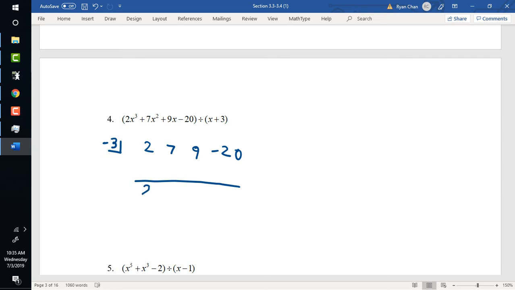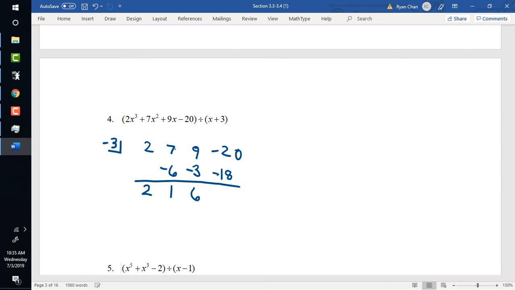Bring the 2 down. 2 times negative 3 is negative 6. 7 plus negative 6 is 1. 1 times negative 3 is negative 3. 9 plus negative 3 is 6. And then 6 times negative 3 is negative 18.